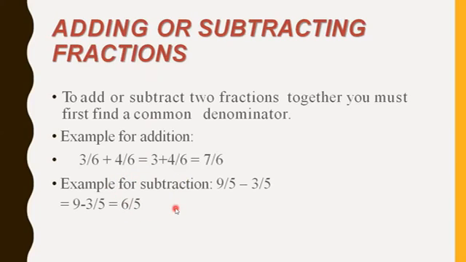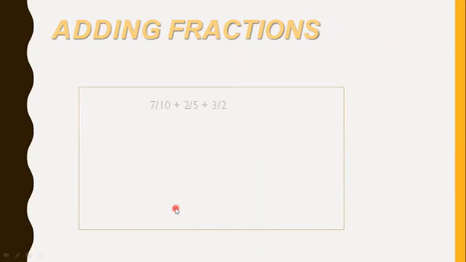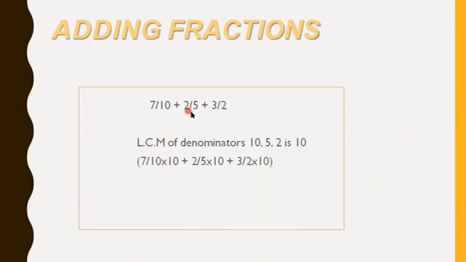So let us see now if you have different denominators. How are you going to add? Let us see the example: 7 by 10 plus 2 by 5 plus 3 by 2. Here we have 10, 5, 2, which are different denominators. In this case, first we should take the LCM of the denominators. For 10, 5 and 2, the LCM is 10.